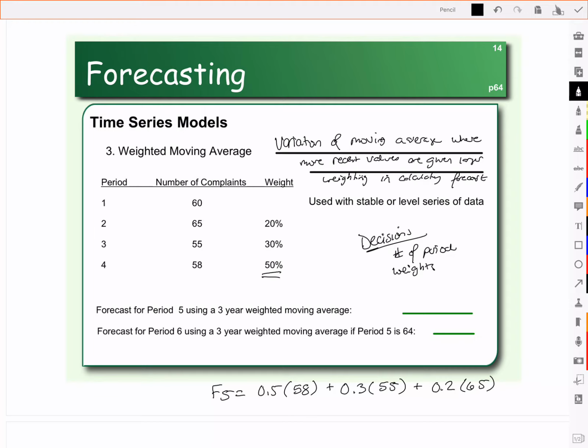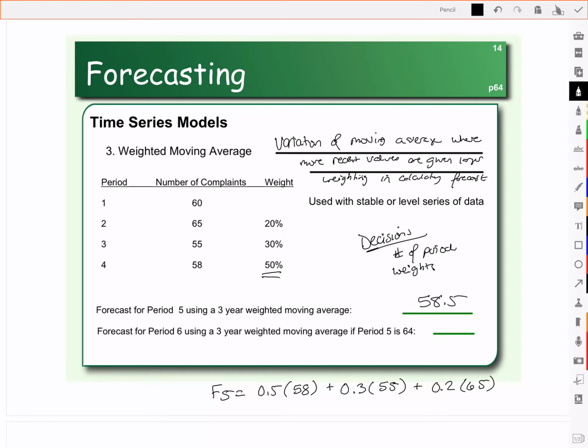So let's find that calculation. So we have 0.5 times 58 plus 0.3 times 55 plus 0.2 times 65, and we get 58.5. Okay.